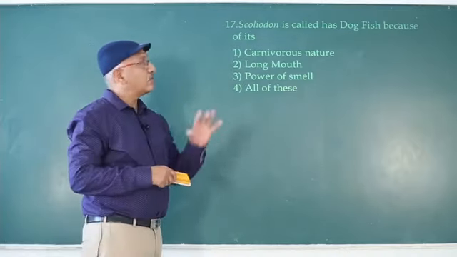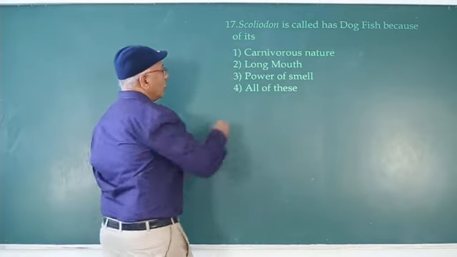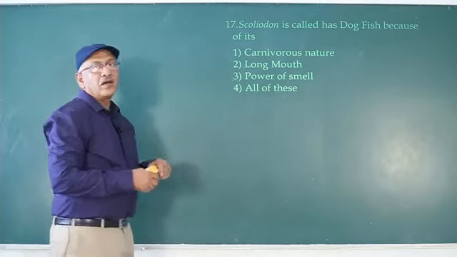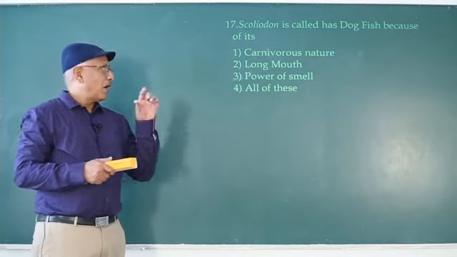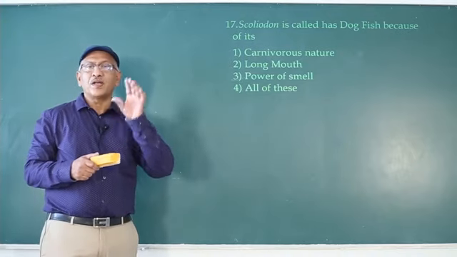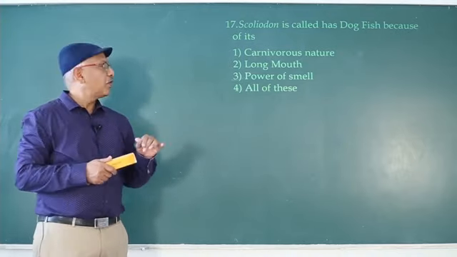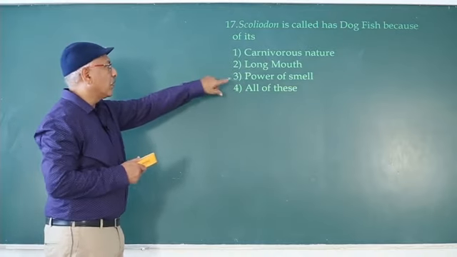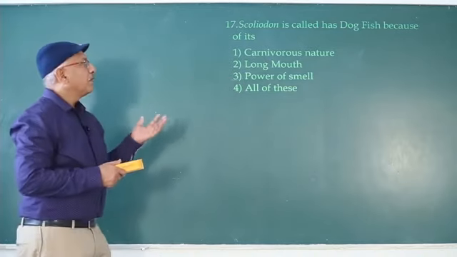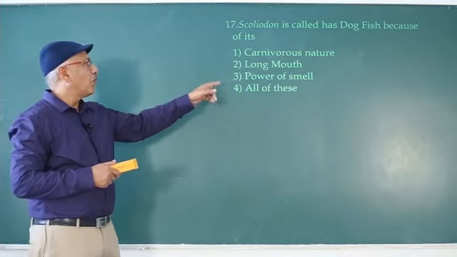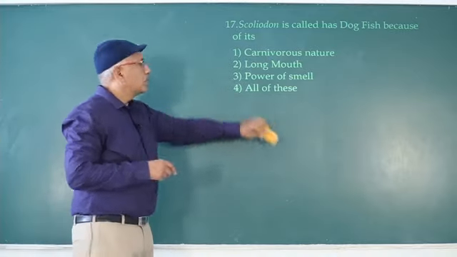Scoliodon is called dogfish because of its power of smell like a dog. So olfactory lobes are well developed in dogfish. That's why it got the name dogfish, power of smell. Next question.